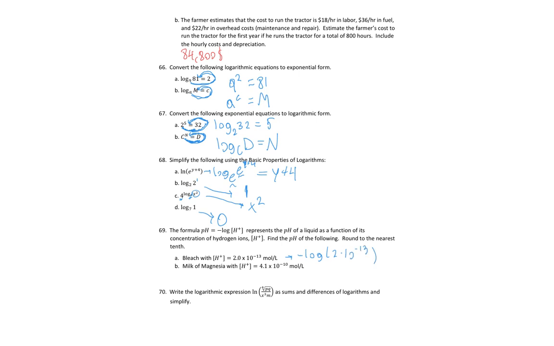And when I go ahead and plug that into my calculator, negative log of 2 times 10 to the minus 13, what I should get is 12.69897, which rounded to the nearest tenth is going to be 12.7.